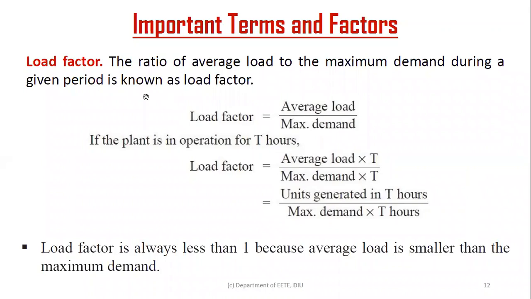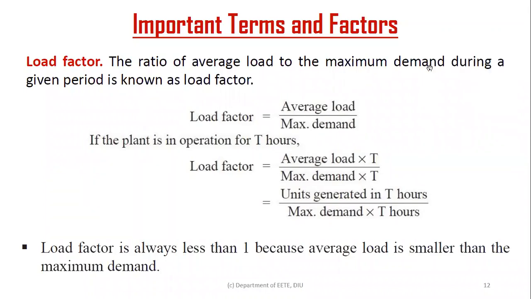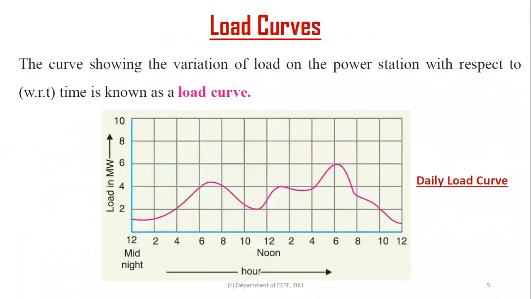But the interesting thing is that the load factor is always less than 1. Why is the load factor always less than 1? Because the average load is smaller than the maximum demand. Why this happens, I will go to the load diagram, so that you can understand the thing. The average load is always less than the maximum demand.